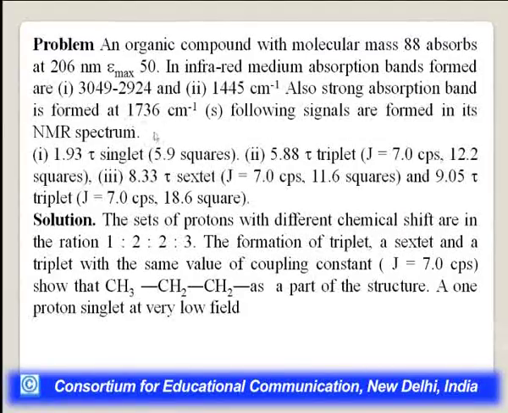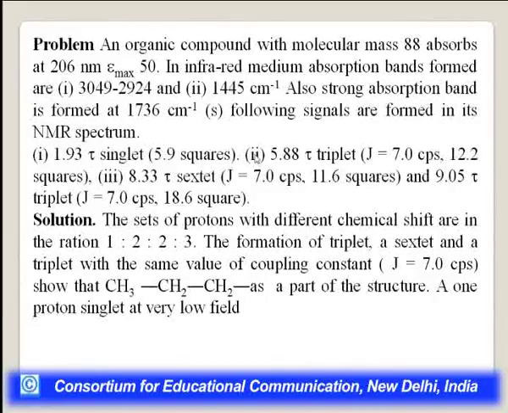Another problem: an organic compound with molecular mass 88 absorbs at 206 nanometer, epsilon maximum 50. Here you can see a little bit higher value of epsilon maximum. In the infrared, these are the peaks. Also a strong absorption band is formed at 1736 centimeter inverse.